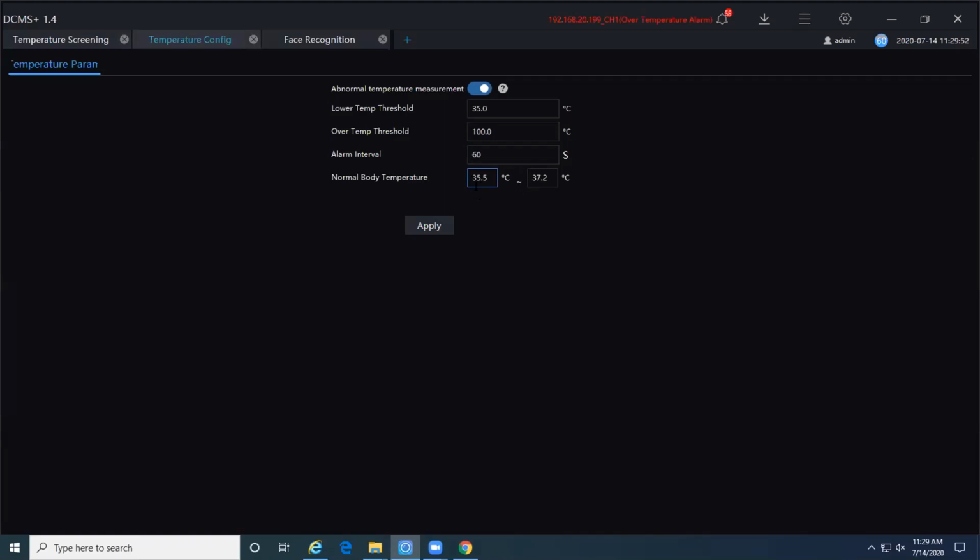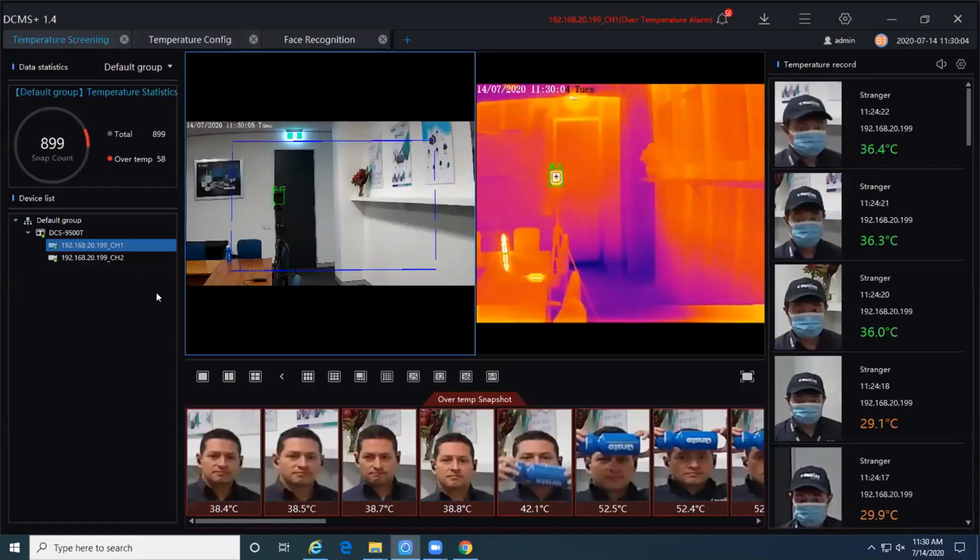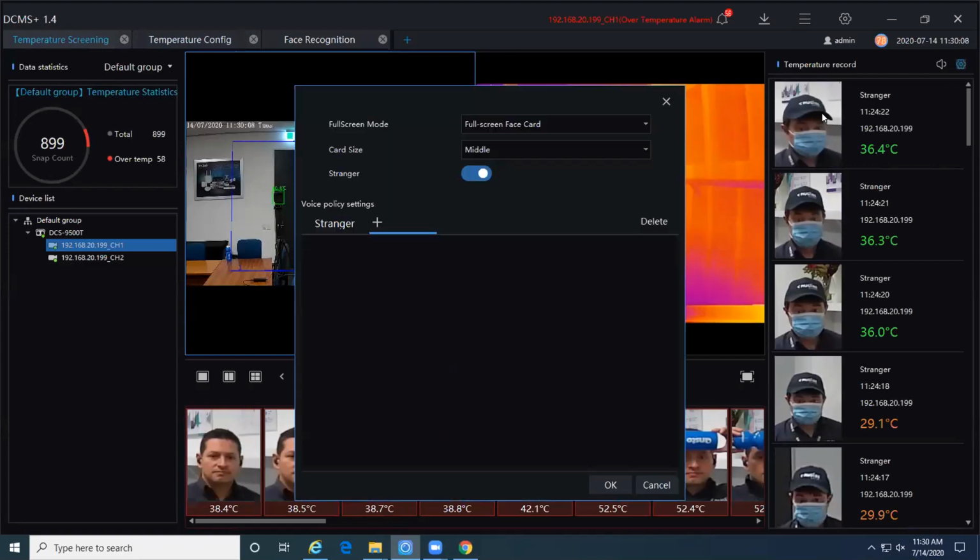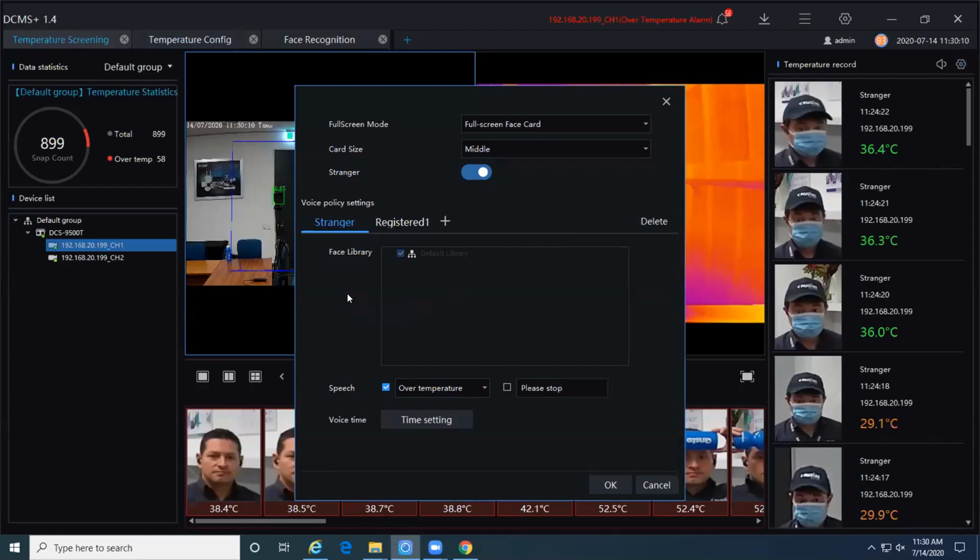So anything outside that will be considered abnormal. Any temperature, say 37.3 degrees, will be considered an over temperature, or the person will be with fever. In the temperature screening, there are settings where you can specify what action to take when a person with elevated temperature is detected.